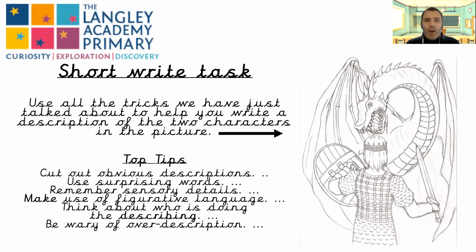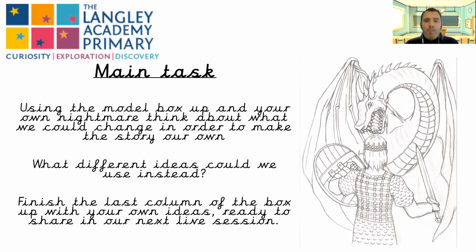Okay, we're going to move on now. We're going to look at our box up. So using the model box up that we did yesterday, so you should have that with you, and your own nightmare. So that was the box that we hadn't done, that you've done yourselves. What can you change in order to make the story your own? What different ideas can you use instead? So instead of Beowulf and Grendel and the king, could you find another way? Could you find some different characters? Maybe you could have a princess and a knight and a dragon, the classic medieval story. Could you make it your own?